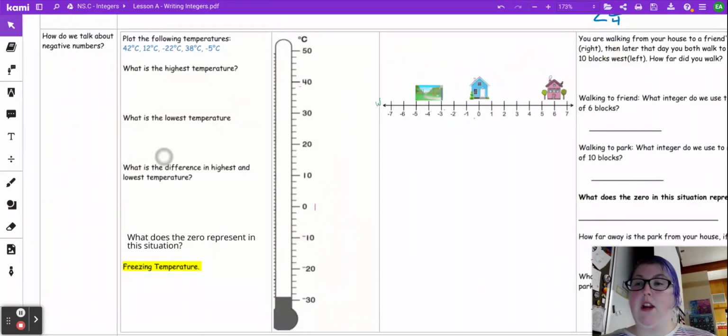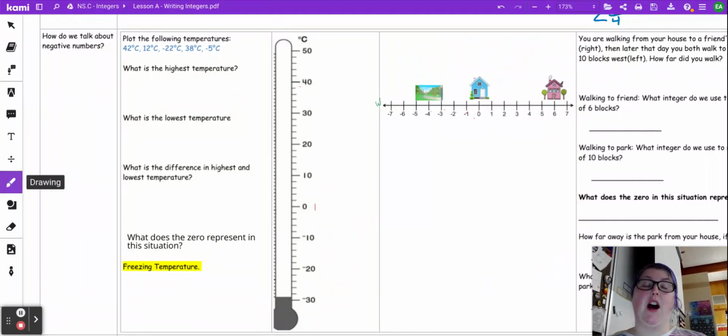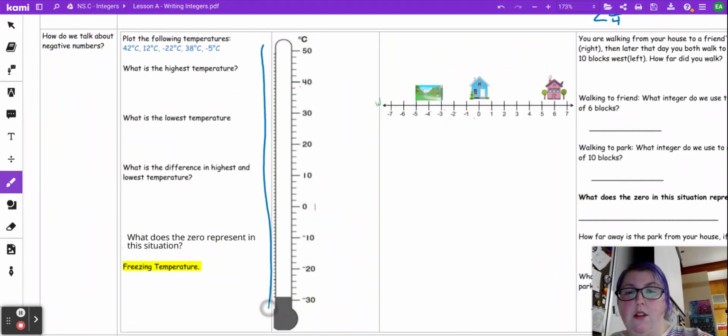also positive. We are going to place our temperatures on this thermometer, which you'll notice is just a vertical number line. The one above it is a horizontal. This is the same thing, just tilted up. So we are going to plot 42 degrees Celsius, 12 degrees Celsius, -22 Celsius, 38 Celsius, and -5 Celsius.